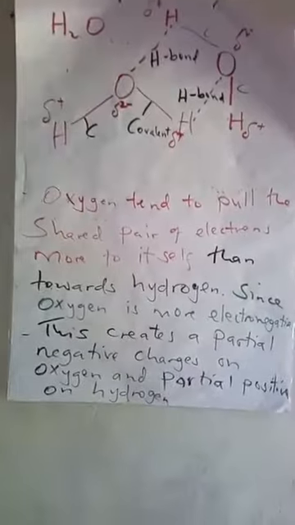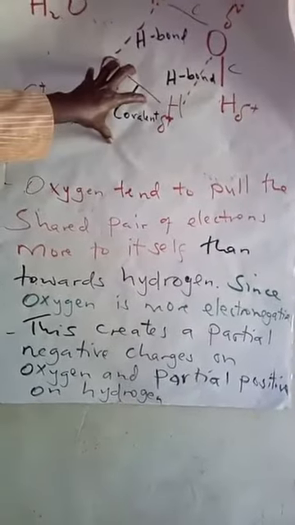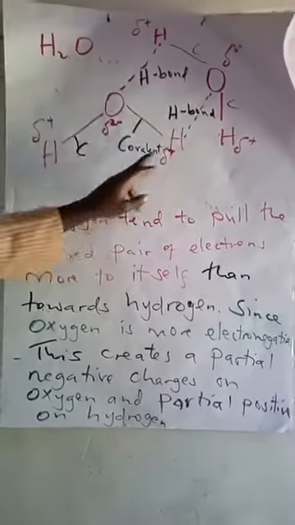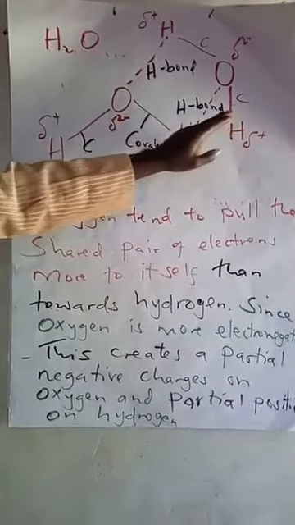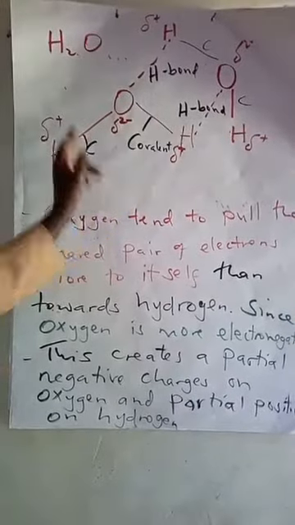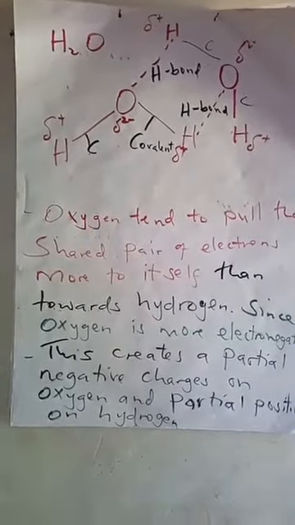So that is how it looks like. This one molecule, this another molecule. Between the molecules we have hydrogen bonds, and then inside the molecule between the atoms, we have covalent bonds. Okay, so that is it.